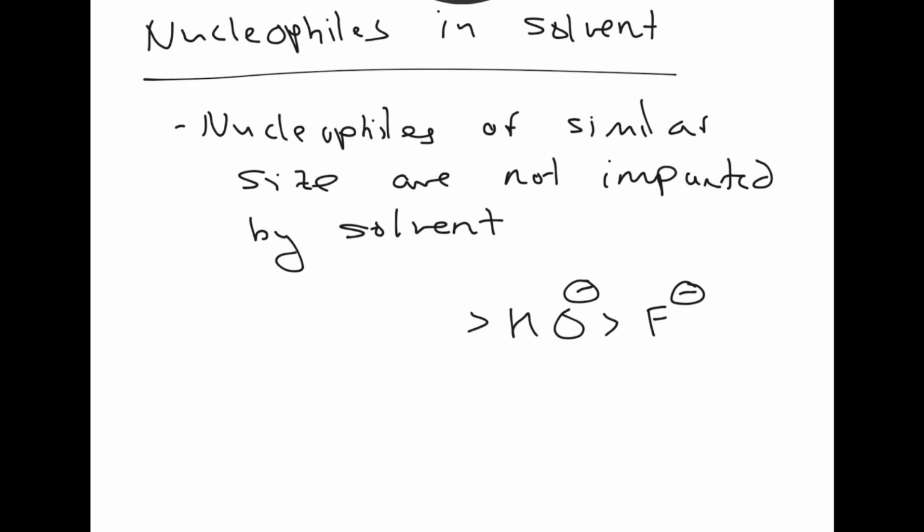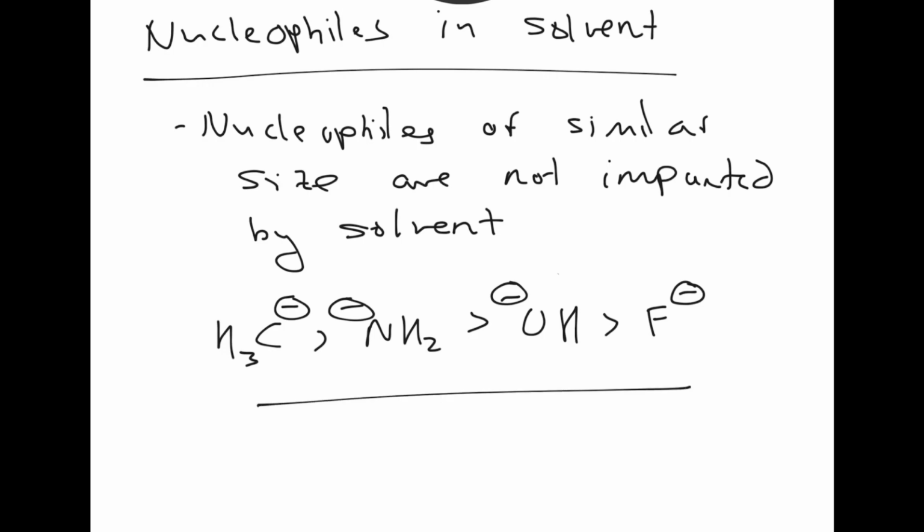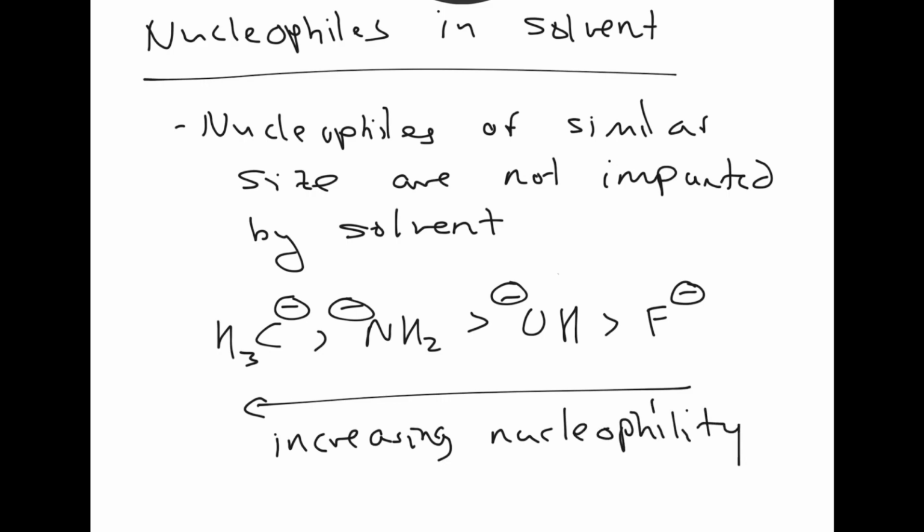I don't know why I turned the oxygen one around. Oops. Increasing nucleophilicity. Right. These are all the same size, or roughly the same size, right? F minus, O minus, N minus, and C minus are all roughly the same size, right?